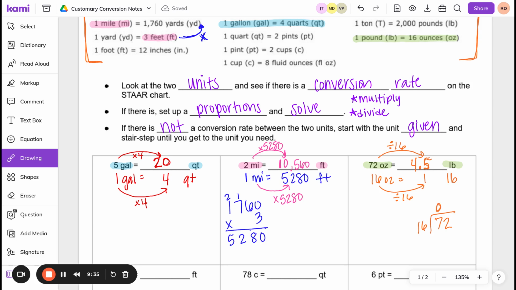16 can't go into 7, but it can go into 72 4 times. And 16 times 4 is 64. And that leaves us with an 8, but we can't have remainders, so you put a decimal and a 0. And 16 times 5 is 80. So that's where that number comes from.